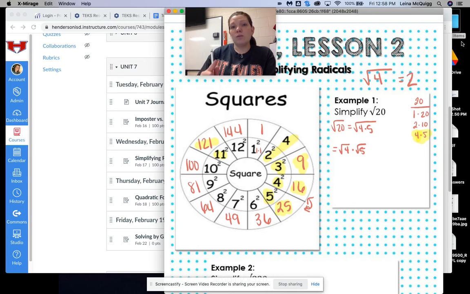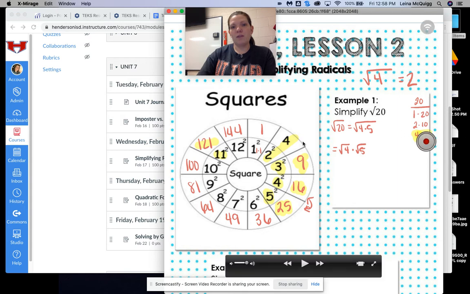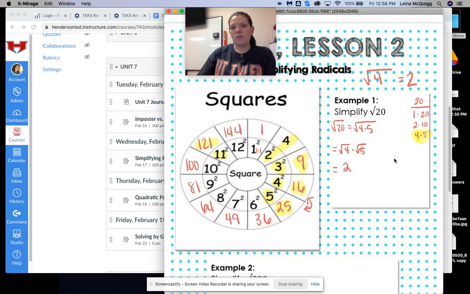Now, the square root of 4 is 2, right? If I look right here, 4, the square root of 4, if I go backwards, is 2. So that means this first piece becomes 2. And the second piece, the square root of 5, 5 is not on the outside of my wheel, and it's a prime number, so I can't simplify it any further. It's just going to stay the square root of 5. Okay, so the square root of 20 is the same thing as 2 times the square root of 5. Okay?